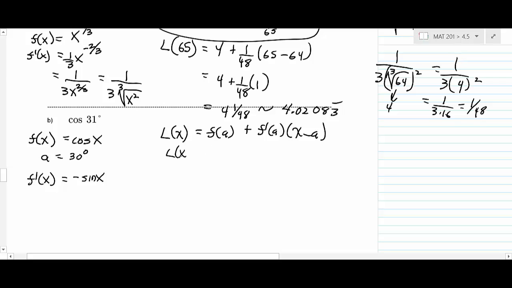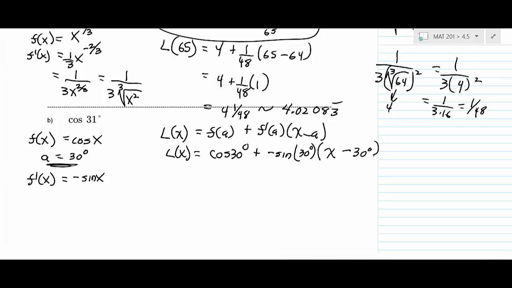Okay, so we just plug everything in then. So we're going to have L of x is equal to f of A. Well, that's going to be the cosine of 30, because A again is 30. Then f prime is negative sine, and then again, use 30 degrees. Then you have the x. X is a variable. You want to leave that alone. And then a is 30 degrees like that. Okay? Now you can do this in either radians or degrees. It's your call. The reason I'm leaving it in degrees is because they gave you 31 degrees. There's no need to change this to radians because when we get the formula in terms of degrees, it'll work out fine.